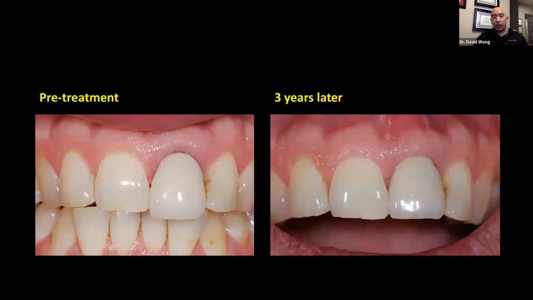Pretty simple here. So here we are pre-treatment and 3 years later. Some of you are probably going, who keeps a patient in a provisional for 3 years? Well, once again, this is a personal friend of mine. So he actually procrastinated, just never got the final crown because this works so well for him.